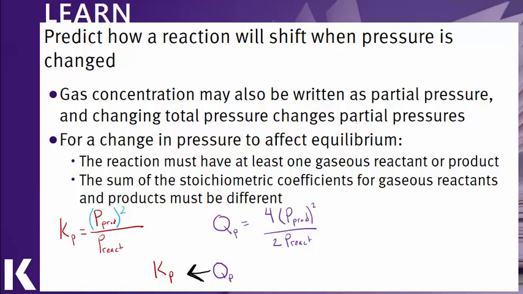Keep in mind that the expression for partial pressure requires at least one reactant or product to be a gas. If there are no gases, then a change in pressure would not cause any shift in the equilibrium. Similarly, if there are gases on both sides of the reaction, the moles of gas on the reactant side must differ from the moles of gas on the product side. Otherwise, the change in pressure would not cause a shift in the equilibrium.